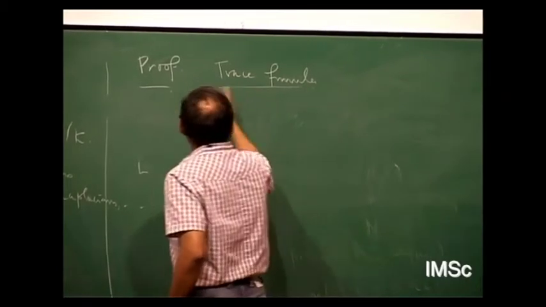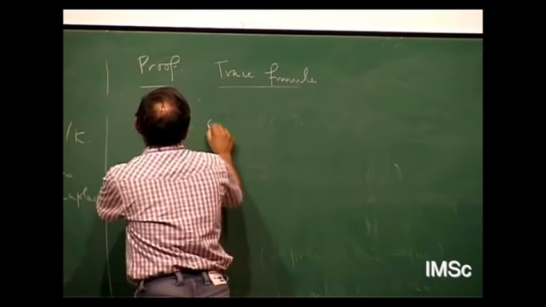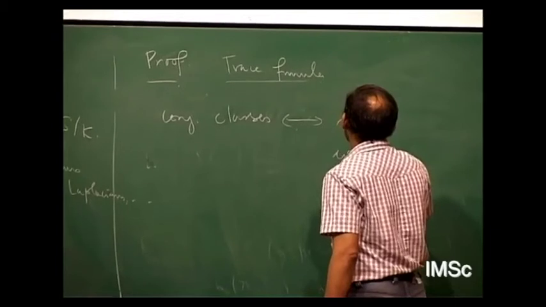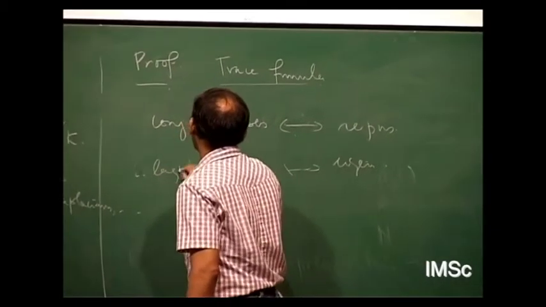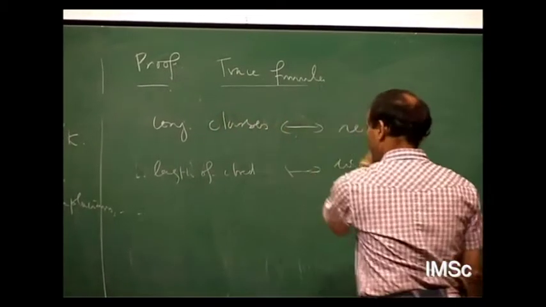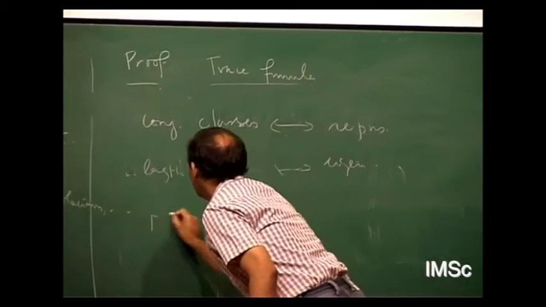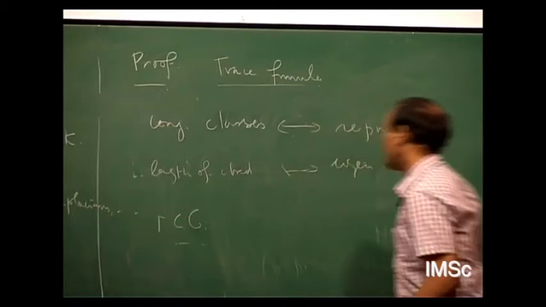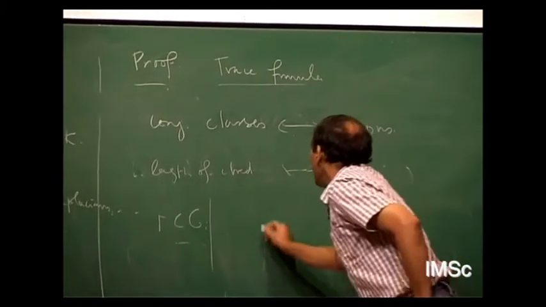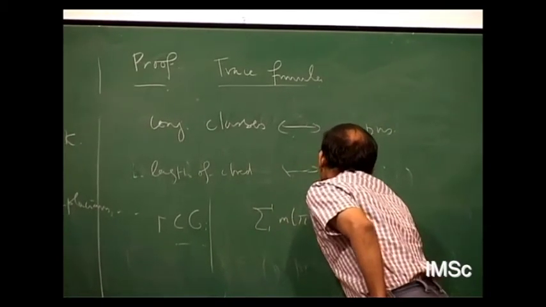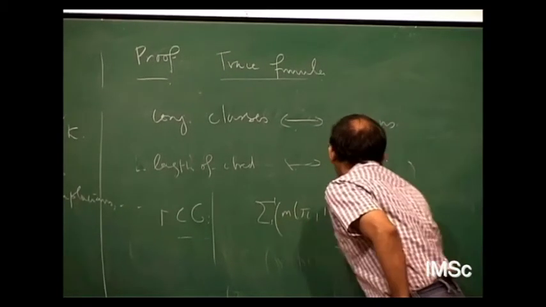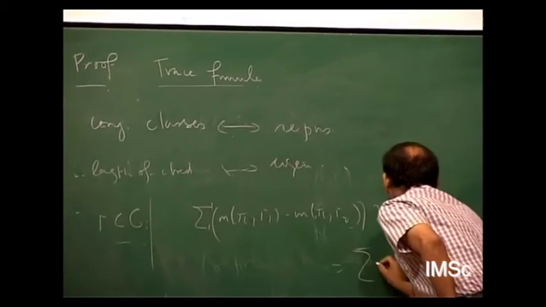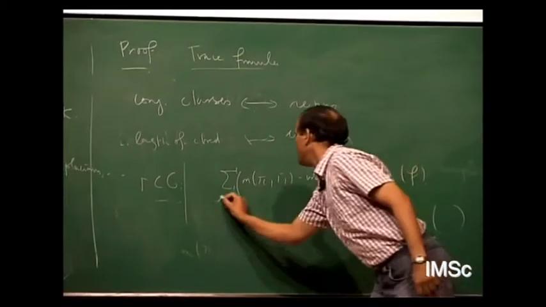What happens is you use the trace formula. The trace formula relates conjugacy classes and representations. So this is the eigenvalue spectrum and this is the length of closed geodesics. That's the way of looking at the Selberg trace formula. In the context of gamma contained in G, what one looks at is the conjugacy classes of gamma in G and the representations pi occurring in L2 of G mod gamma. The trace formula will tell you that m pi gamma 1 minus m pi gamma 2, taken with the distributional character chi pi of f, is equal to a summation of various orbital integrals with some coefficients. And this is a finite sum by assumption.